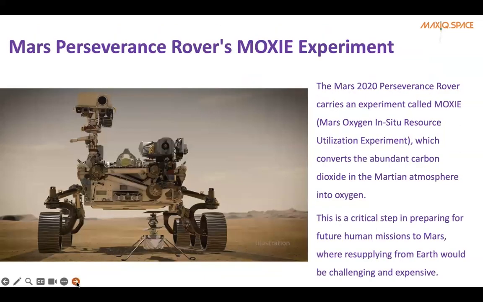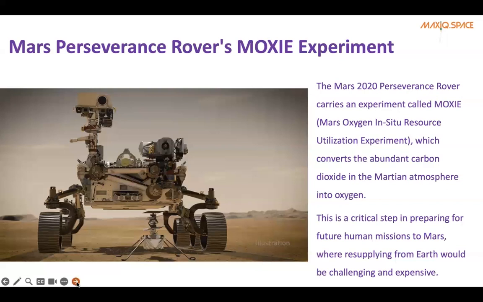The second example we're looking at is the MaxIQ experiment. The MaxIQ experiment flew with the Mars Perseverance rover. In 2022, when the Perseverance rover began its mission to Mars, it carried the MaxIQ experiment, an acronym for the Mars Oxygen In Situ Resource Utilization Experiment, which converts the abundant carbon dioxide in the Martian atmosphere into oxygen.